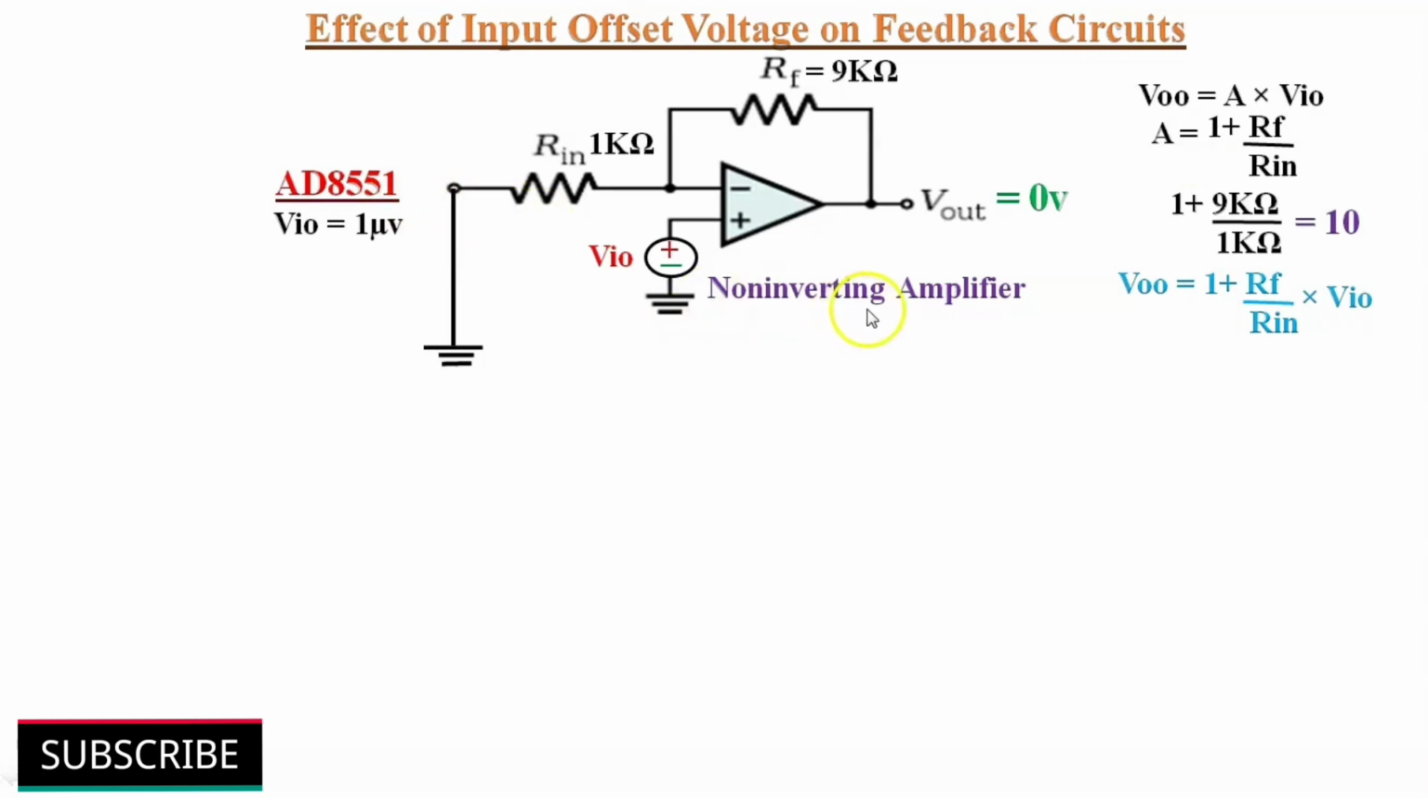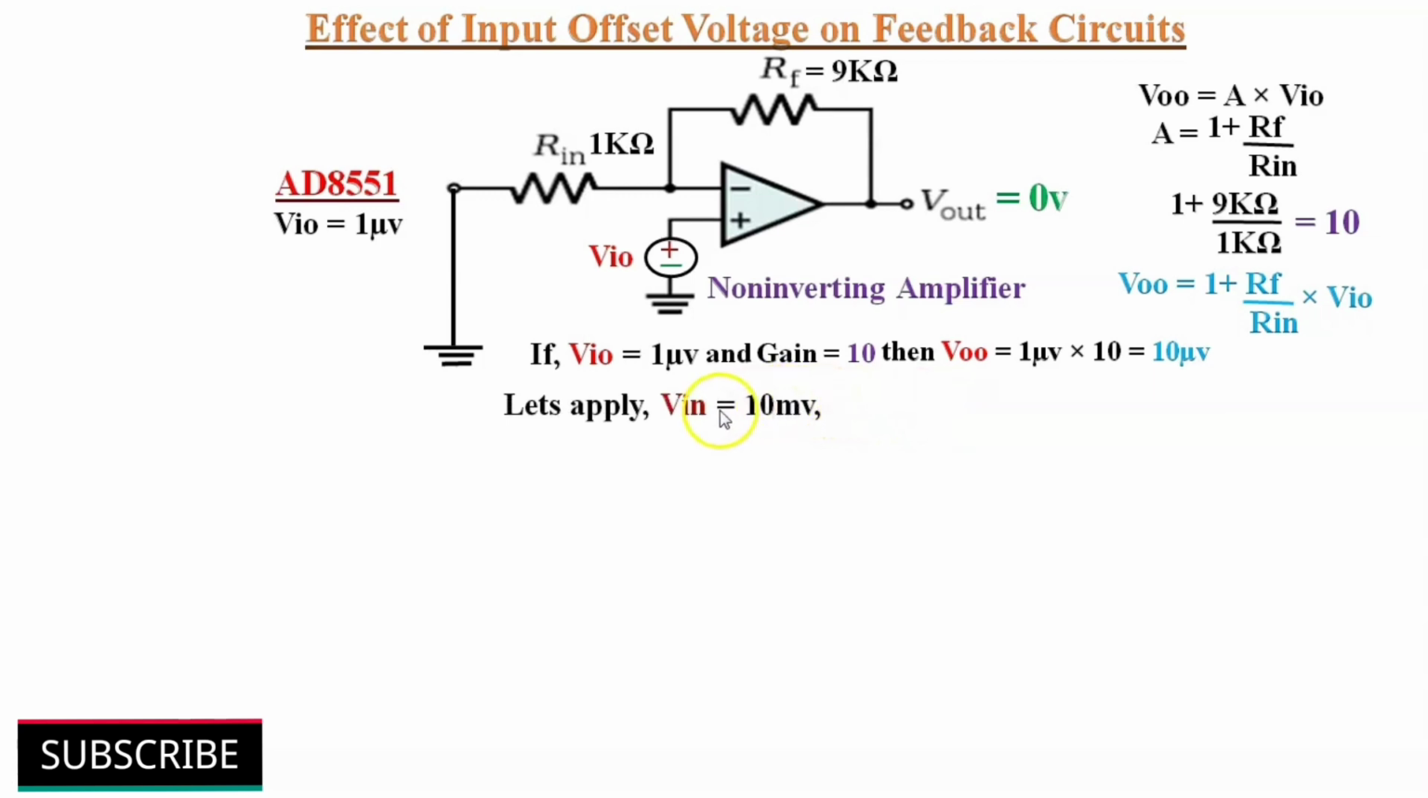Here also it is a non-inverting configuration, so our gain is equal to 1 plus RF by Rin, that comes 10 as earlier. Op-amp AD8551 input offset voltage VIO is equal to 1 microvolt and gain is 10. So output offset voltage is equal to 1 microvolt into 10, that comes 10 microvolt. Here also we have applied input voltage 10 millivolt. Then Vout is equal to 10 millivolt into gain 10, that comes 100 millivolt as output.